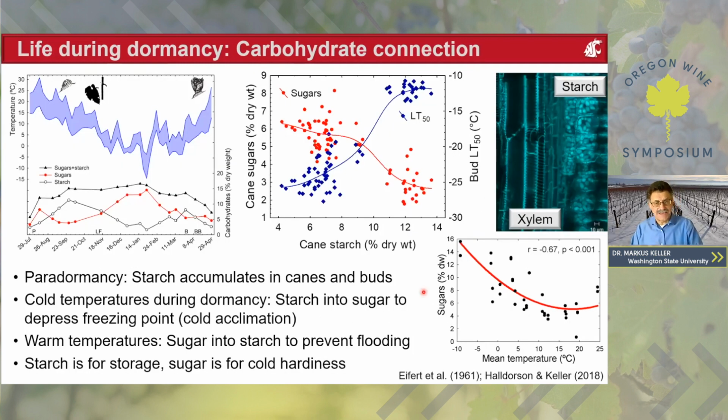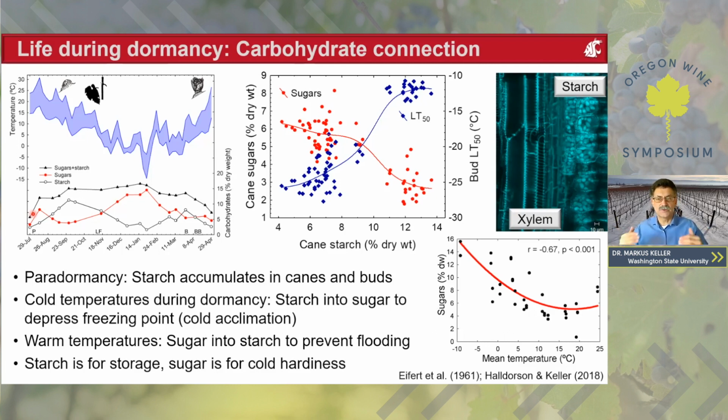What else happens in the bud? I told you earlier on that dormancy means stop of growth, but there's still continued metabolism. Well, one of those metabolisms is that during paradormancy, early on, before leaf fall, you can see on the left-hand side in this picture here, starch accumulates in the canes and in the buds and in the trunk and roots as well. Starch accumulates. Starch is a storage carbohydrate.